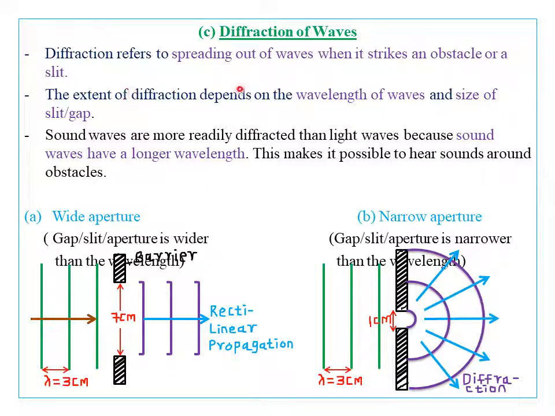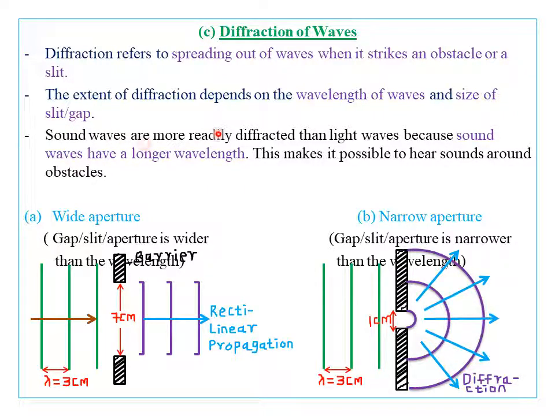Then the extent of diffraction depends on two factors: one, the wavelength of the wave, and two, the size of the slit or the size of the gap. So you can be asked to give two factors affecting the extent of diffraction, or affecting the diffraction of a wave. So the answer will be one, the wavelength of the wave, and two, the size of the slit or the size of the gap or the size of the aperture. An aperture is just an opening.